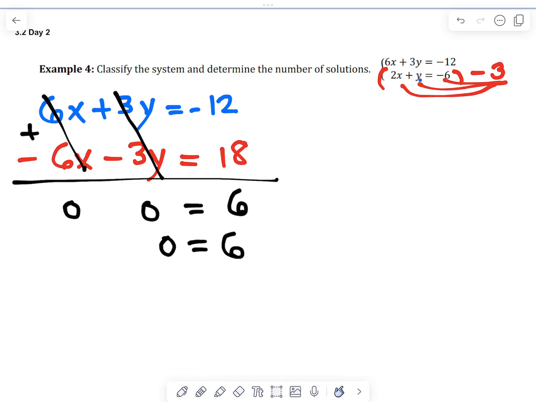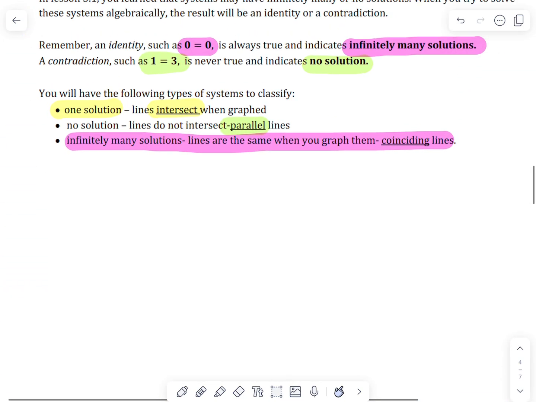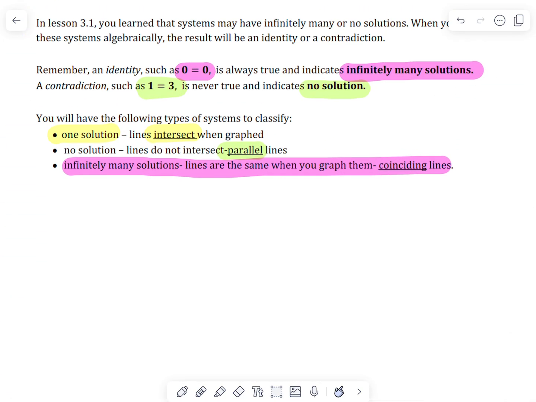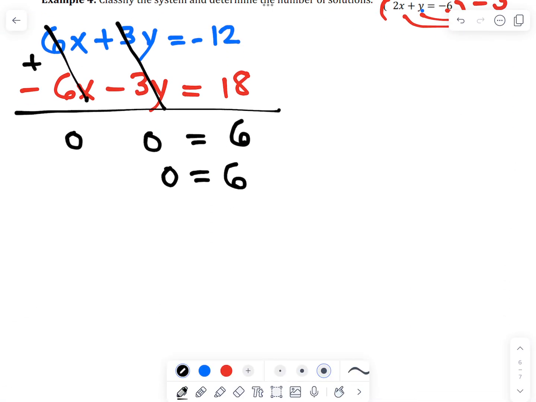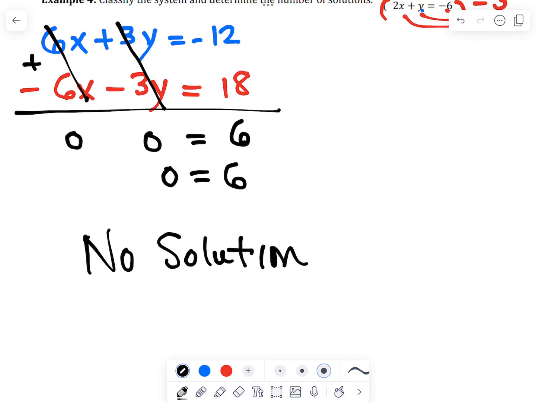So when we go back up to our notes, when we have a number on the left and a number on the right, that's telling us that these are two parallel lines. They're not going to intersect. They're going to have the same slope but different y-intercepts. So how we classify this is there is no solution. The reason why is they are parallel lines.